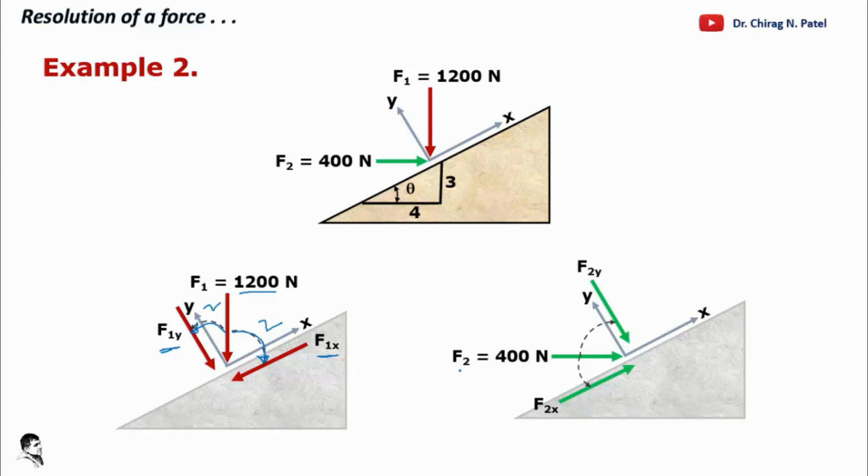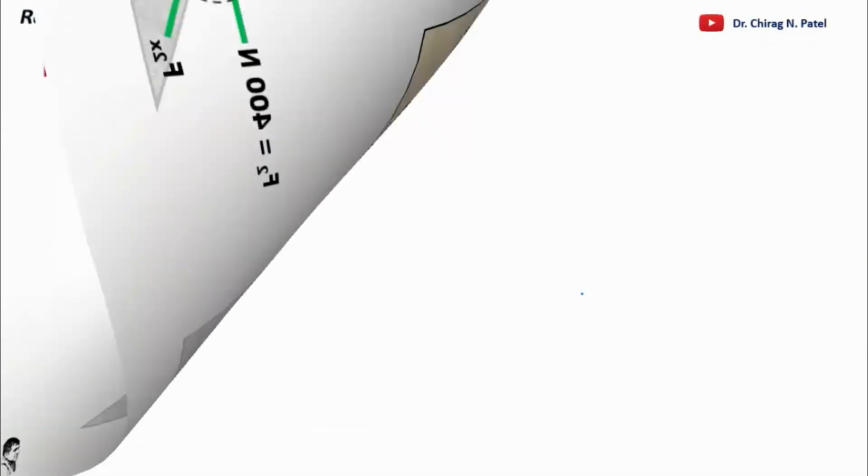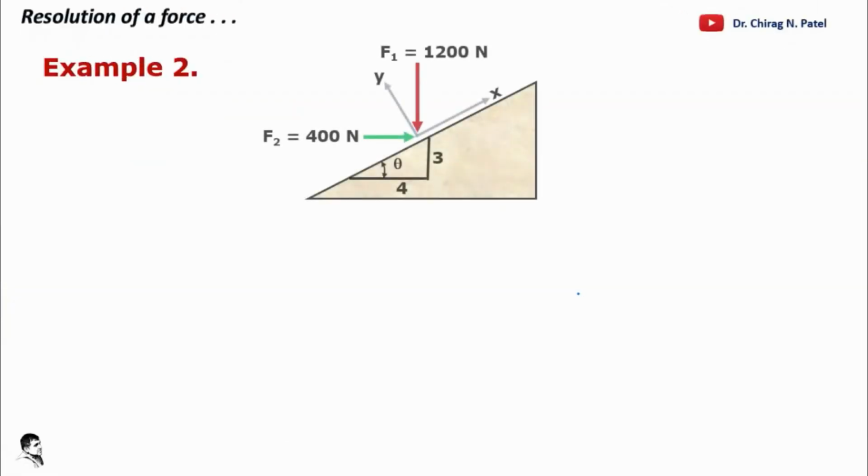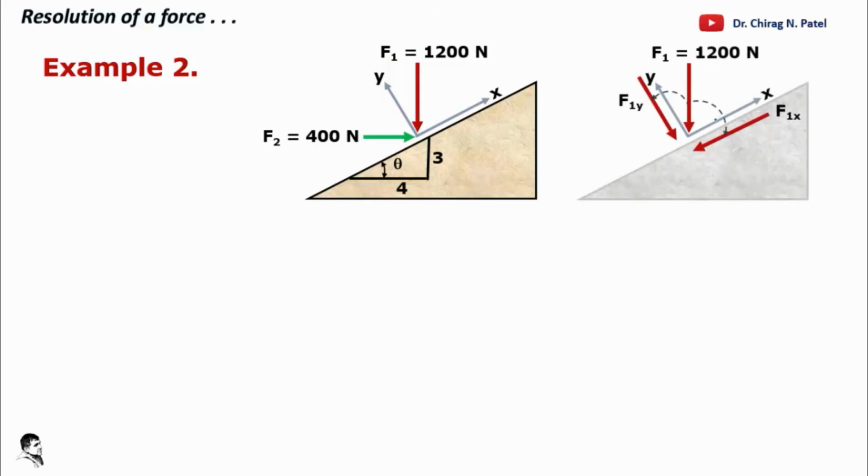Here we have the second force, that is 400 Newton. The parallel component is F2x, which we need to resolve in this direction, and the second component is F2y, which we need to resolve in this particular direction. Now let us see how to resolve that force into components along the parallel and perpendicular axes. For that we start with the first force, 1200 Newton.